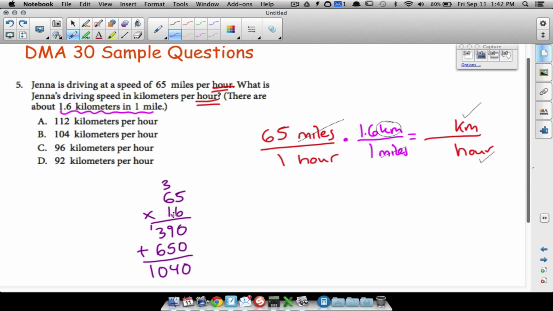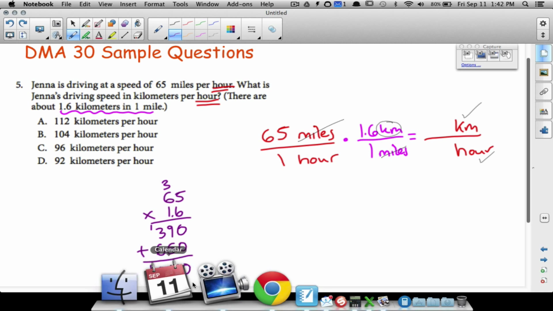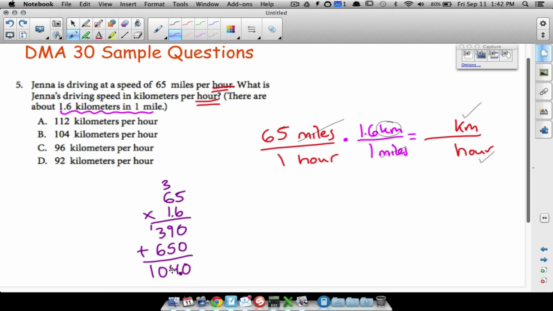But we want to multiply 65 times 1.6. Remember the decimal places. No decimal places to the right of the decimal up here, 1 decimal place to the right of the decimal down here. Therefore, we want our answer to have 1 digit to the right of the decimal. That's why I'm moving it just 1 place to the left there. So therefore, the 104.0 is the same thing as 104. That's what 65 times 1.6 is.